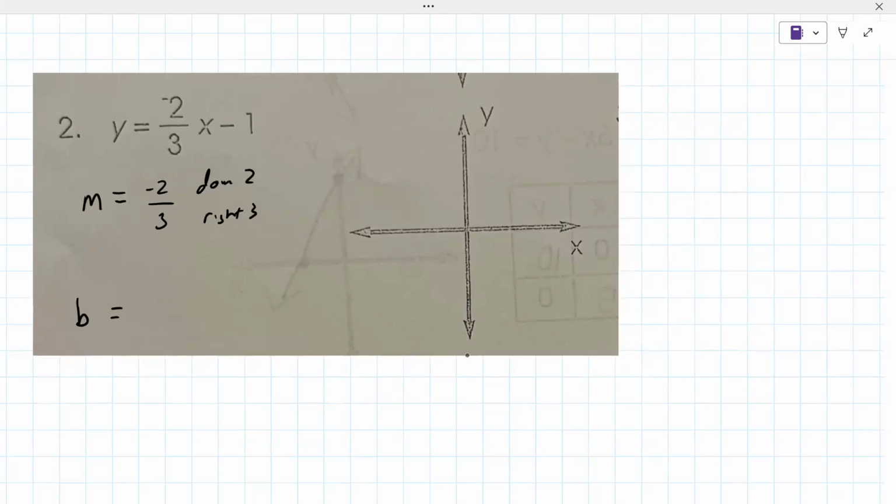And what is the B value? Negative 1. So do you start with the slope or the B value when you graph? The slope. Nope. You start with the B value. Always start with the B value. Okay. So there's -1. So this down 2, right 3 means you literally go down 2 and right 3, something like that. And you only need 2 points, so you connect them with a line, and you have your graph.